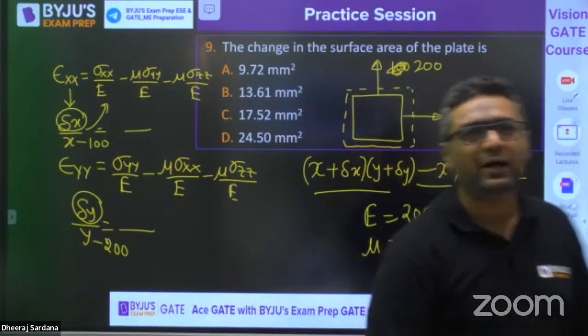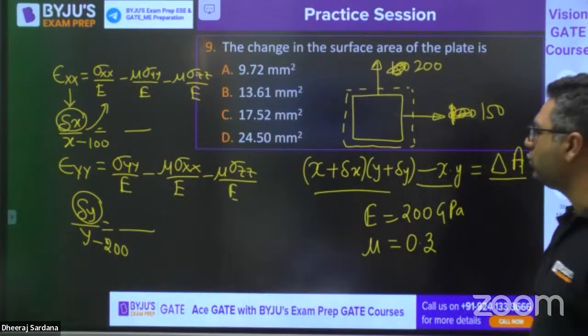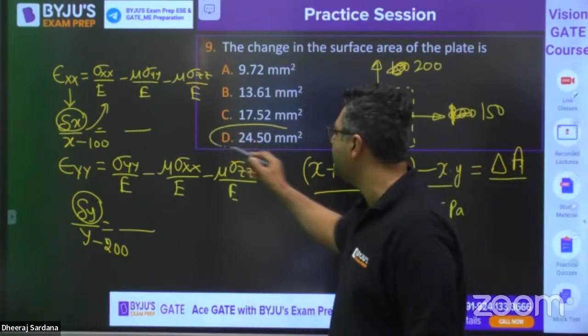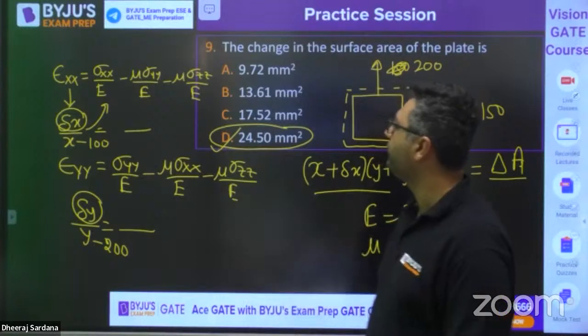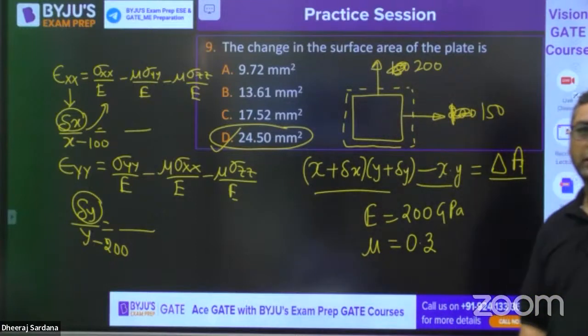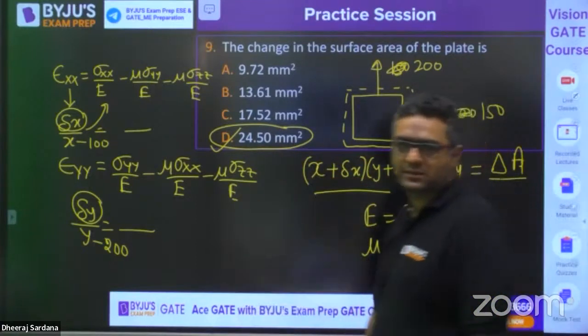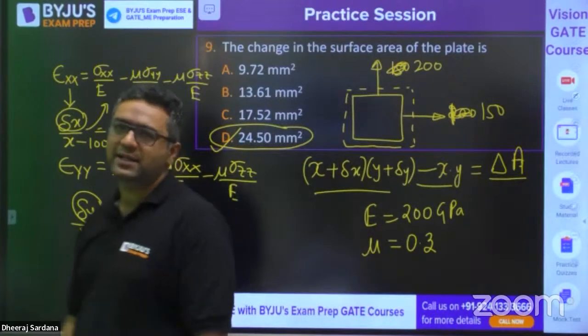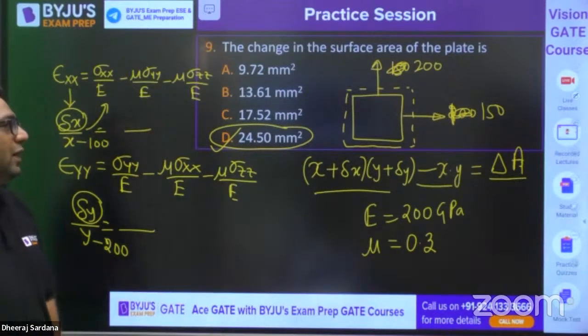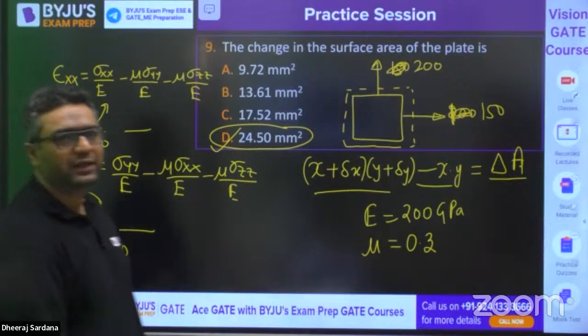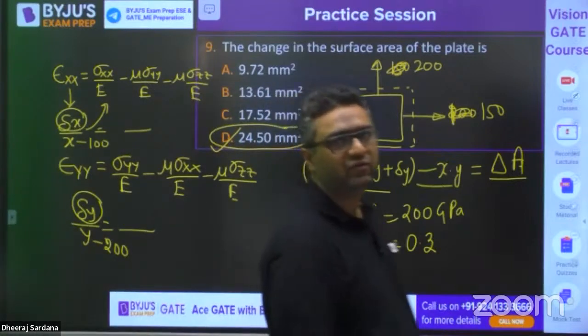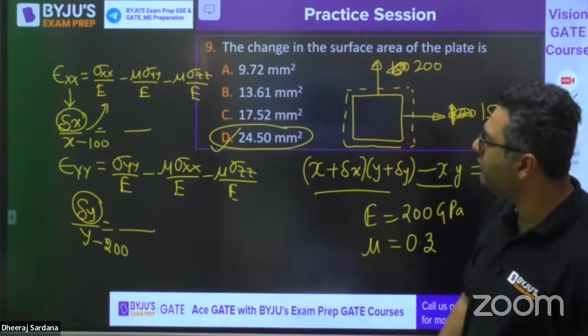Yes. So Papa ka Ghoda has given the answer to be 24.50 mm square, which is correct. You would be getting near by this. Very good. Wonderful. So guys, the answer for this is going to be 24.5 mm square.